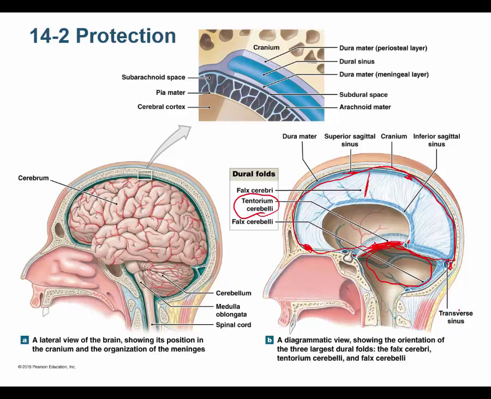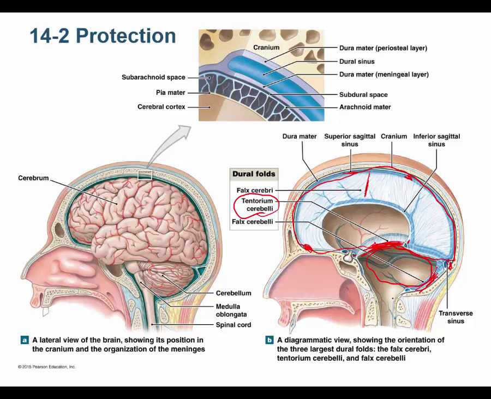And then lastly, I have this fold right here. It's hard to see from this viewpoint, but I'm going to tell you what it does. This is called the falx cerebelli. And like the cerebrum, the cerebellum has two hemispheres, and they're connected by a vermis, but that's neither here nor there. It does have two hemispheres. And this falx cerebelli is a fold of the dura mater that folds in between the two hemispheres of the cerebellum. So right here is the falx cerebelli.